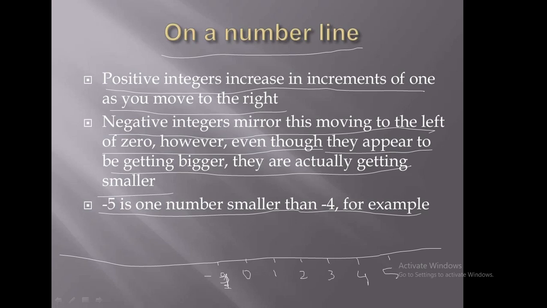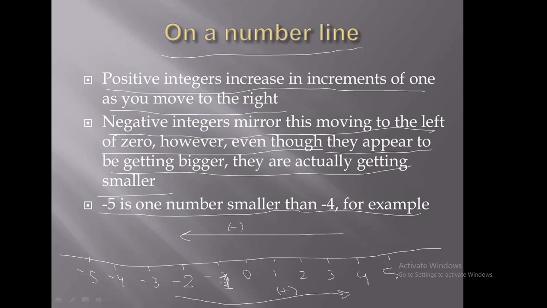This is minus 1, minus 2, minus 3, minus 4, minus 5. Now here we can see this on a number line. When we move from left to right, all numbers are arranged in increasing order, and when we move from right to left, all numbers are arranged in decreasing order.